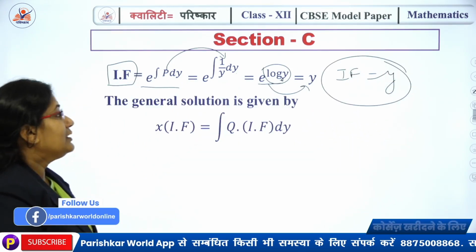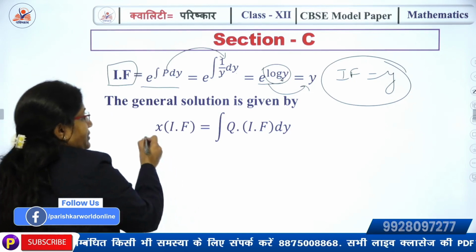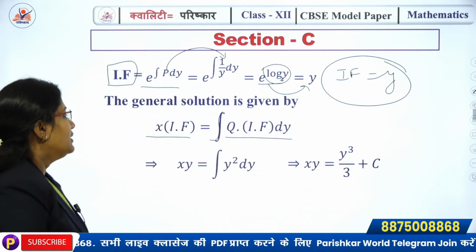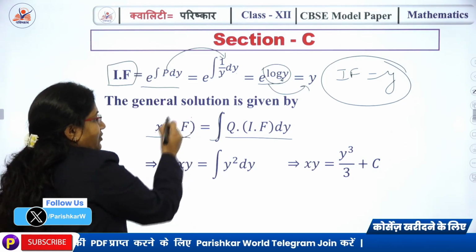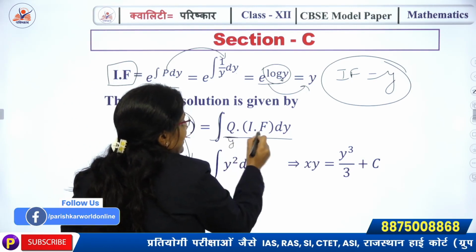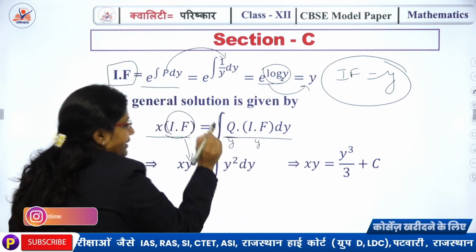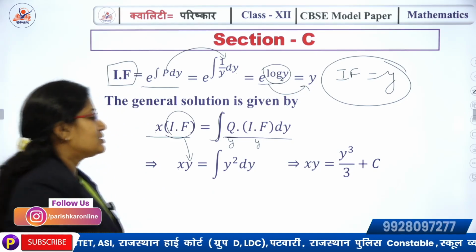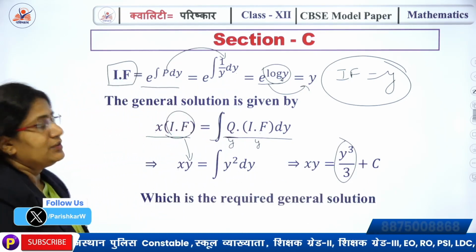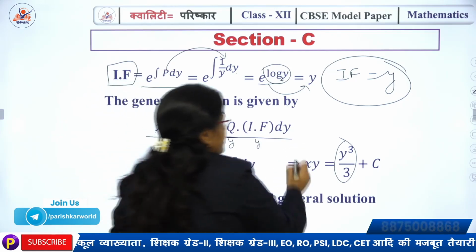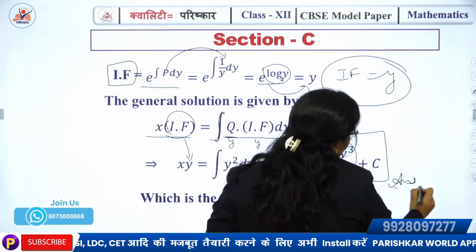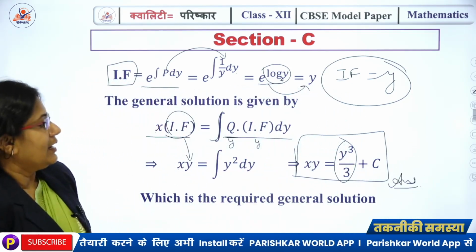The general solution of the linear differential equation is given by x dot IF is equal to integration q dot IF dy. Put the value of IF: x as it is, the value of IF is y. Integration, the value of q is y and the value of IF is also y. That means y square dy. Now integration of y square with respect to y is given by y cube upon 3, which is the general solution of the given differential equation: xy is equal to y cube upon 3 plus c. I hope you will understand this question and answer.